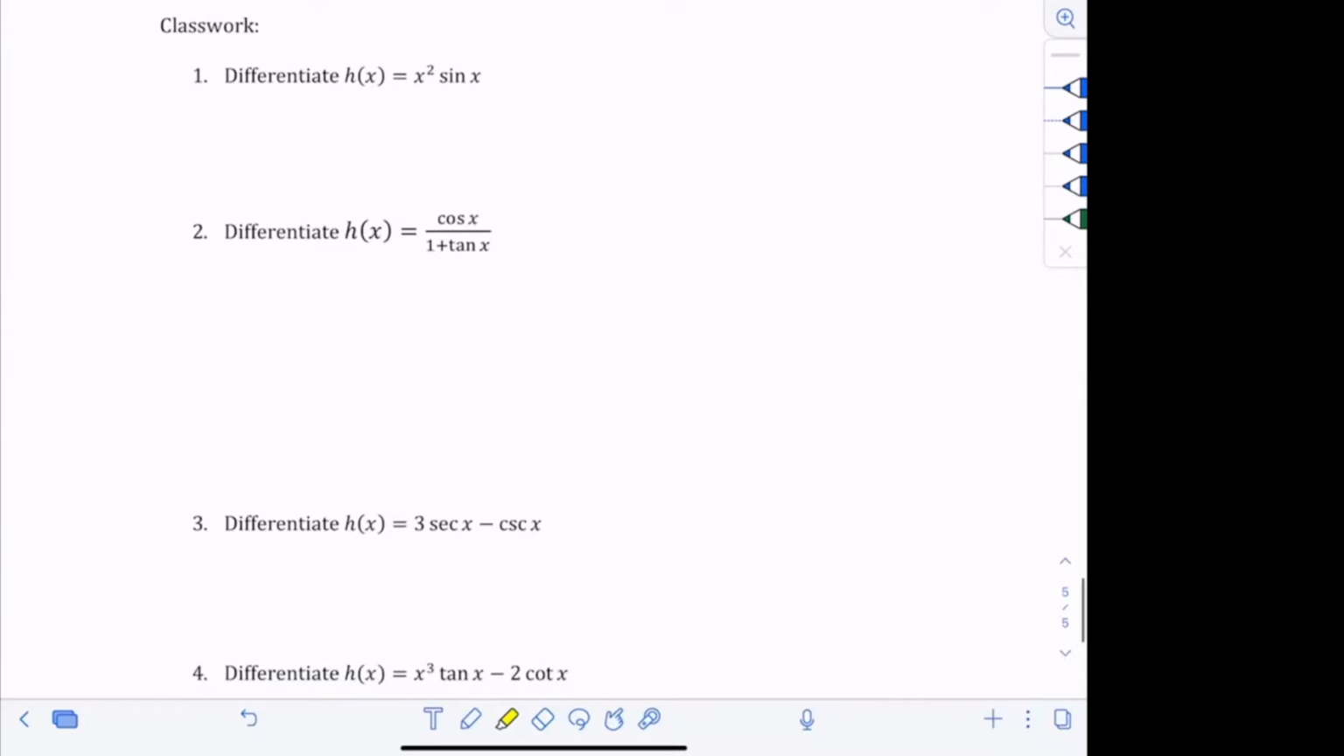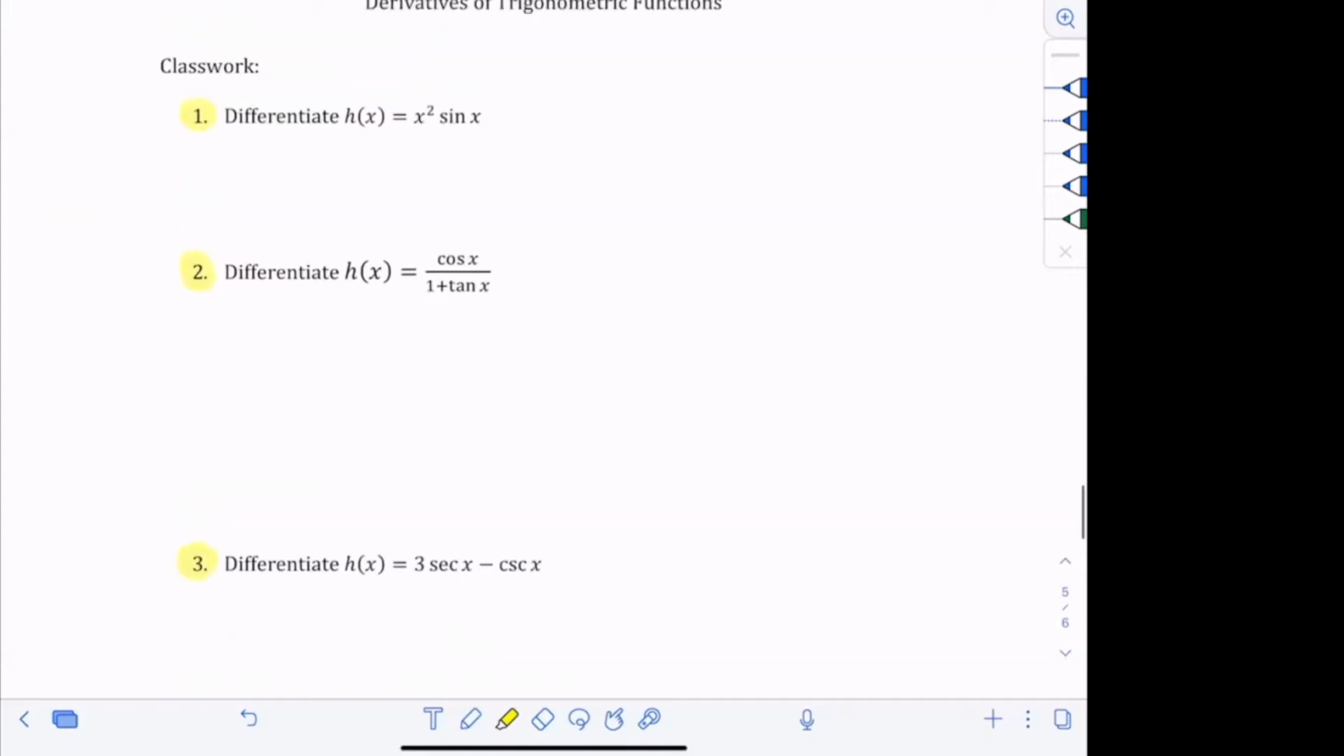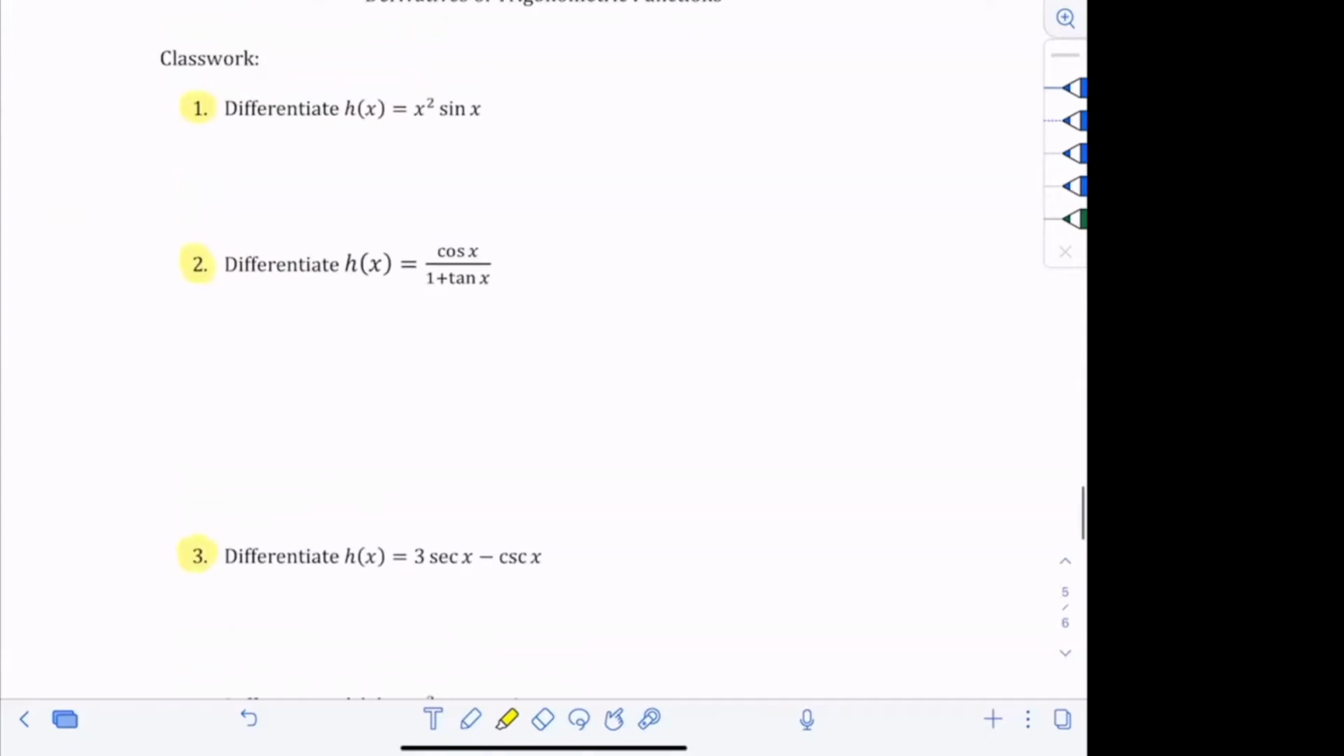So I want you to do 1, 2, and 3. And if you finish early, you can do 4 as well, but let's focus on 1, 2, and 3. Take a second to try those, and then we'll go over them in a few minutes.